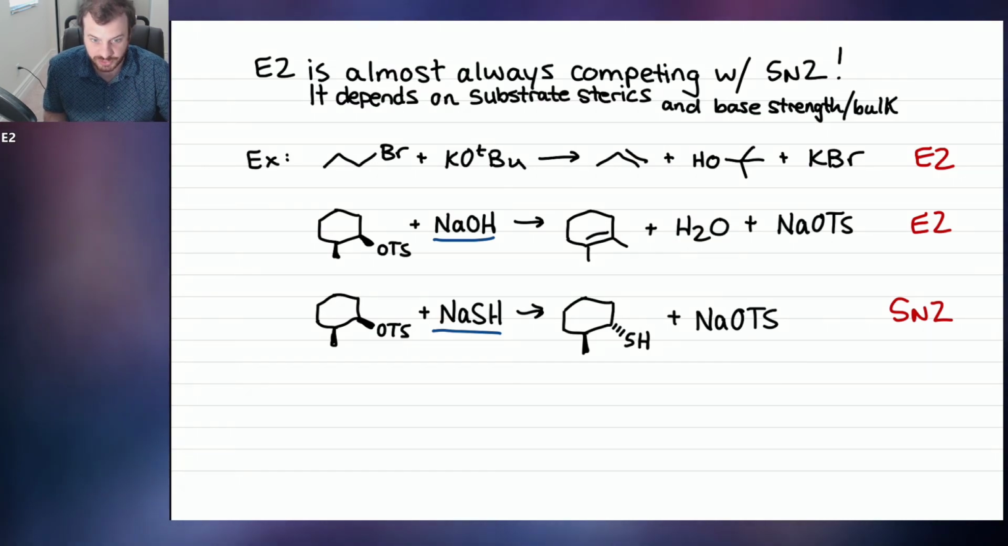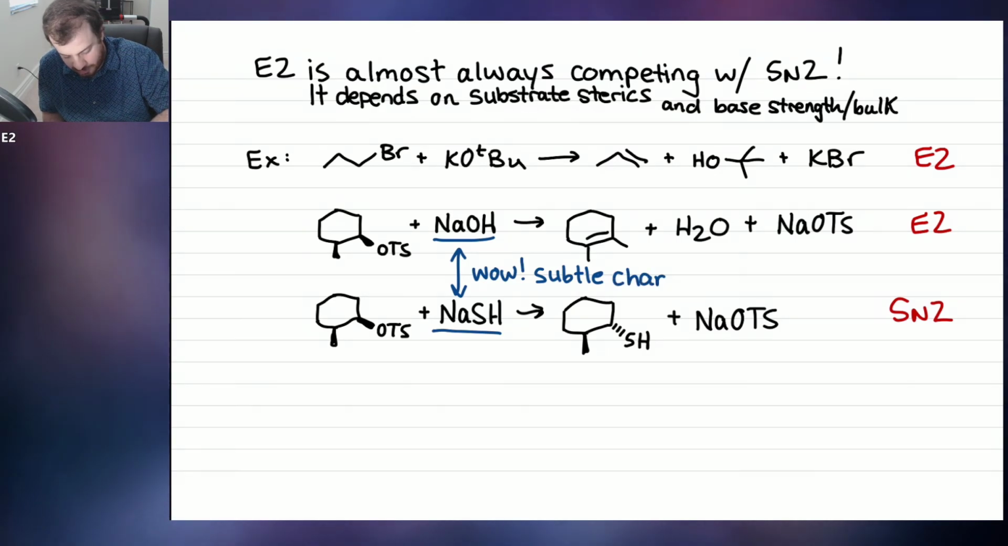That's a very subtle change. Wow. Subtle change, but it had a big impact. So how are we going to develop a way to predict E2 and SN2? Because that's going to be very important.